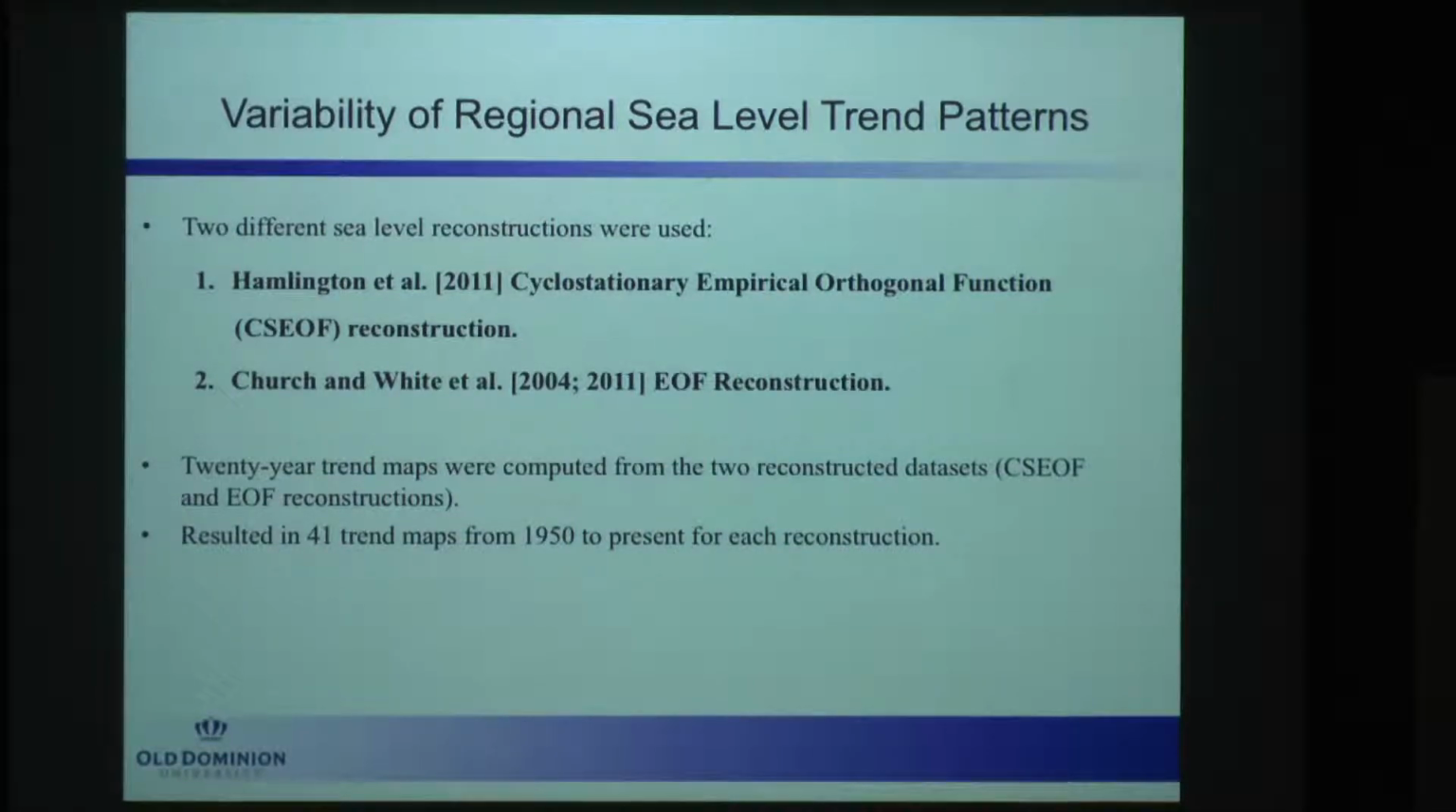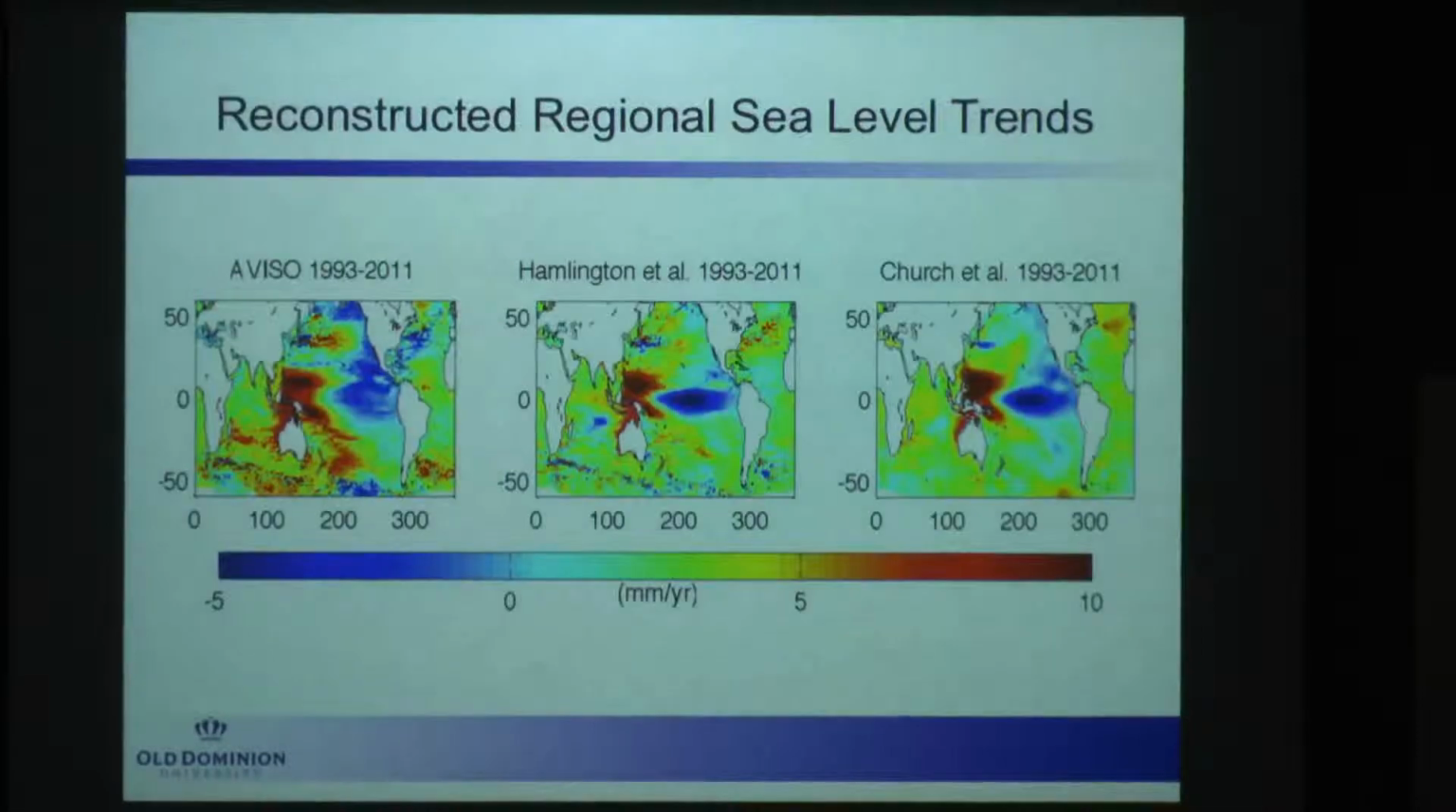As a first step, we computed 20-year trend maps from the two reconstructed data sets. So we averaged down to annual data, computed a 20-year trend map, then stepped a year in advance, and set up a number of 20-year trend maps from 1950 to present. That gave us 41 trend maps in total. Obviously, these aren't independent since they overlap, but it gives us a time series of 20-year trend maps that we can then analyze.